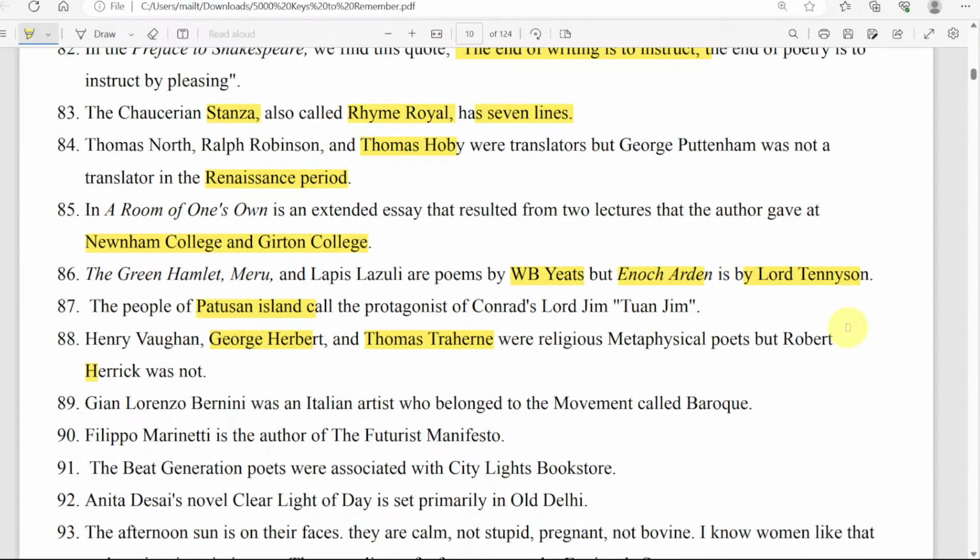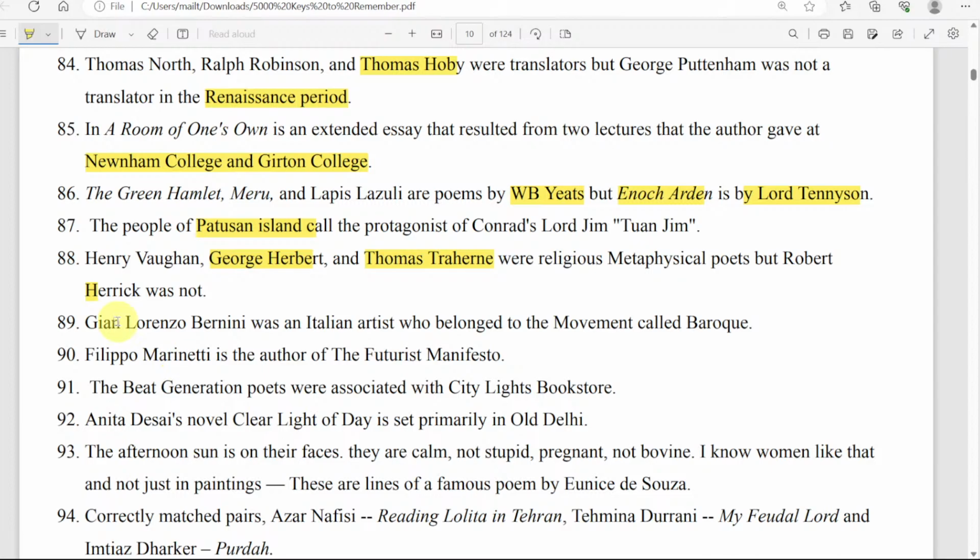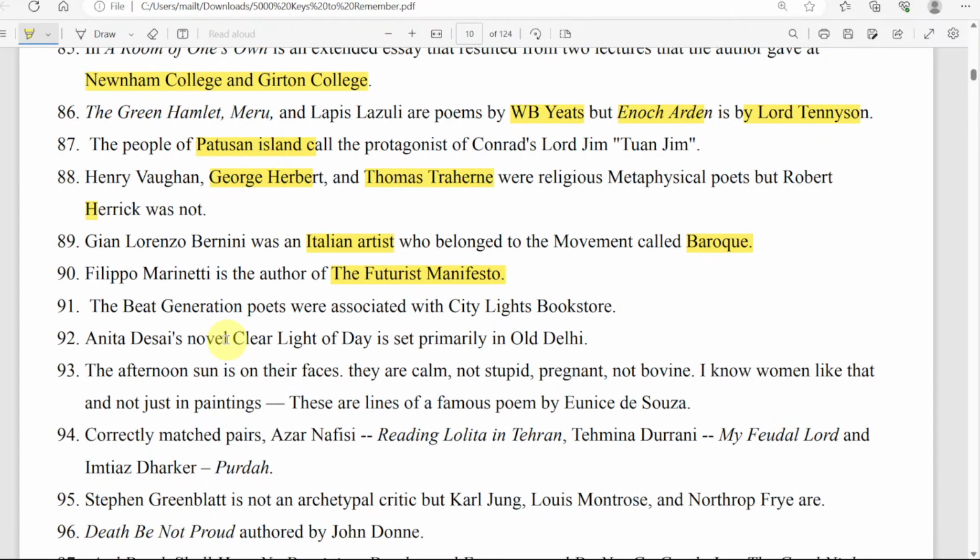So Gian Lorenzo Bernini, through the name we can understand that he was an Italian artist who belonged to the movement called Baroque. Remember that. Another, Filippo Marinetti is the author of the Futurist Manifesto. We have found this question not only once but three times in NET. The Beat Generation poets were associated with the City Lights bookstore. Remember the name? Anita Desai's novel Clear Light of Day is set where? In Old Delhi.